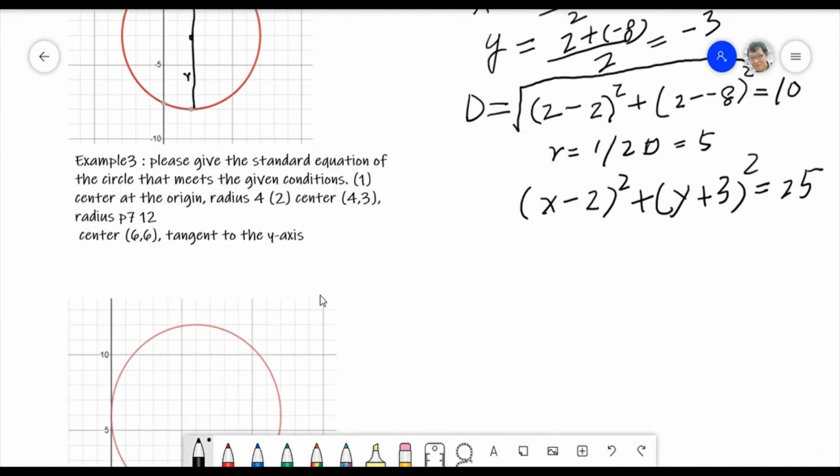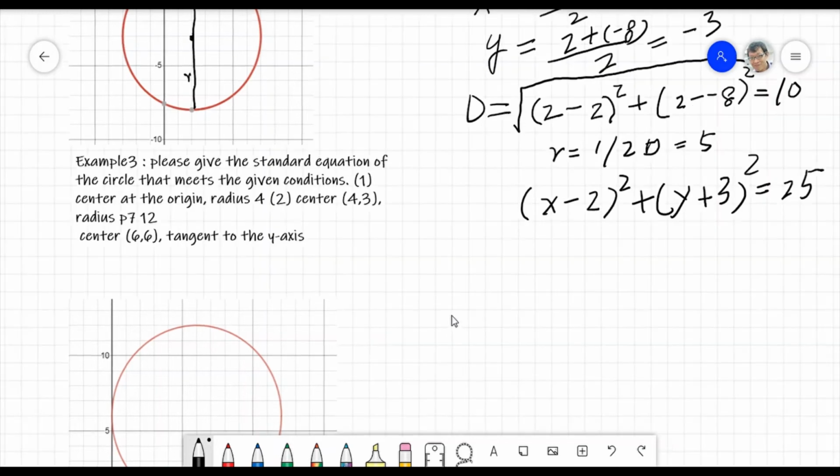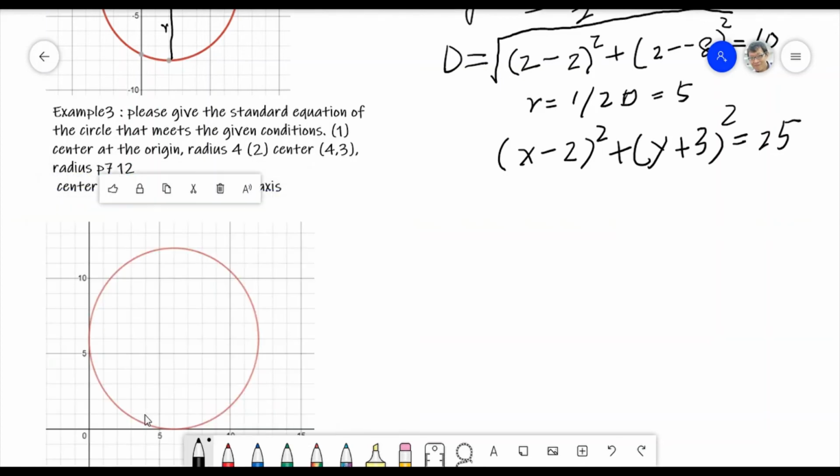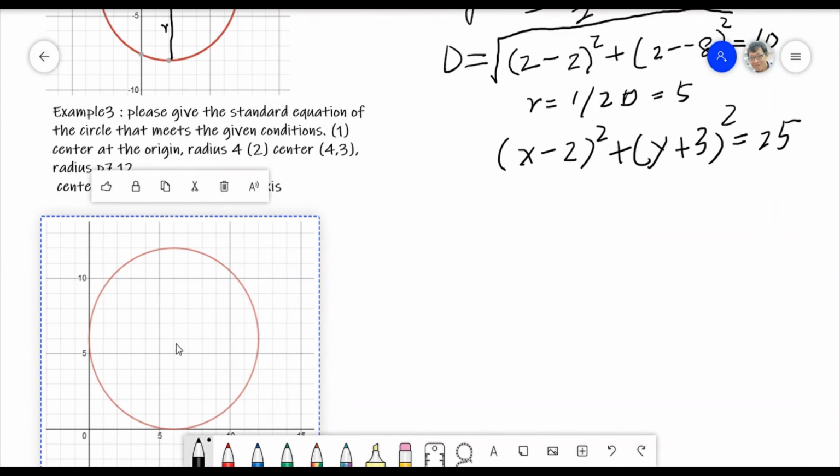Example 3 already gives you the center point 6, 6, and tangent to the y-axis. What this means, tangent to the y-axis, is that there's one point on this circle that just passes through, exactly touching the y-axis, right? So think about here. The center is 6, 6. Look at this one. Here's 6, right? And here's 6. The center is here, and this is exactly where it passes here.